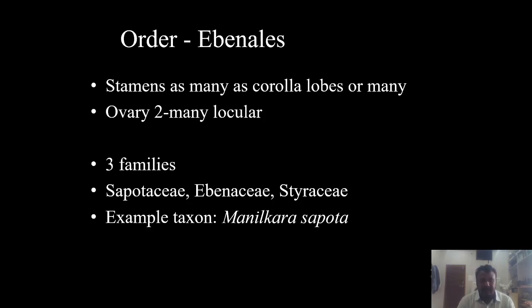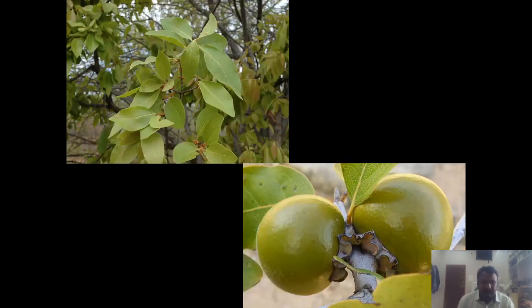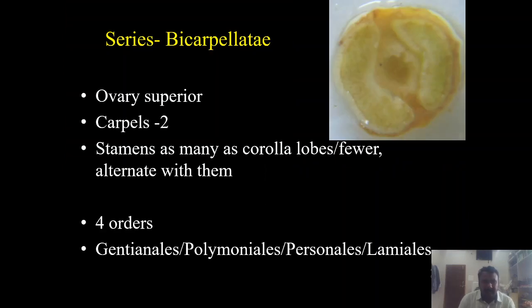Under Ebenales, stamens as many as corolla lobes are many, ovary 2 to unilocular. 3 families were identified in this order: Sapotaceae, Ebenaceae, and Styraceae. Example, Manilkara sapota. You can see this is Diospyros melanoxylon, which is commonly known as Tuniki or Bediaco. It belongs to the family Ebenaceae.